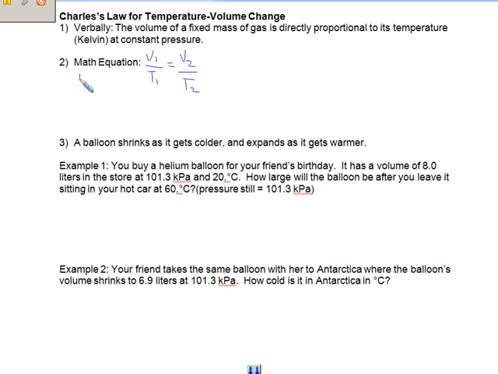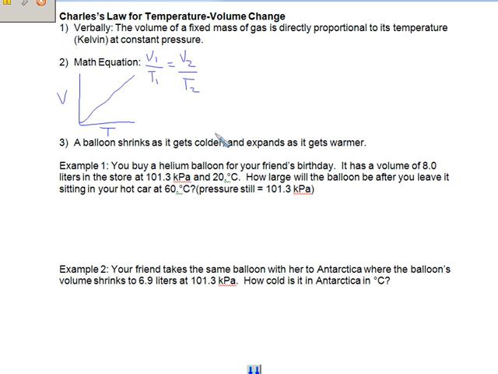In terms of what the graph of this looks like, if you have temperature as your independent variable and volume as your dependent variable, you'll get a linear relationship between the two.